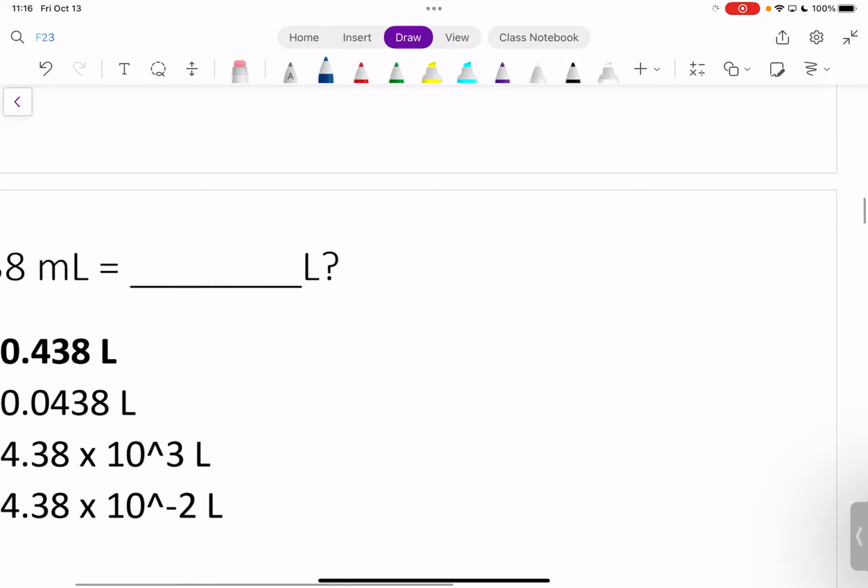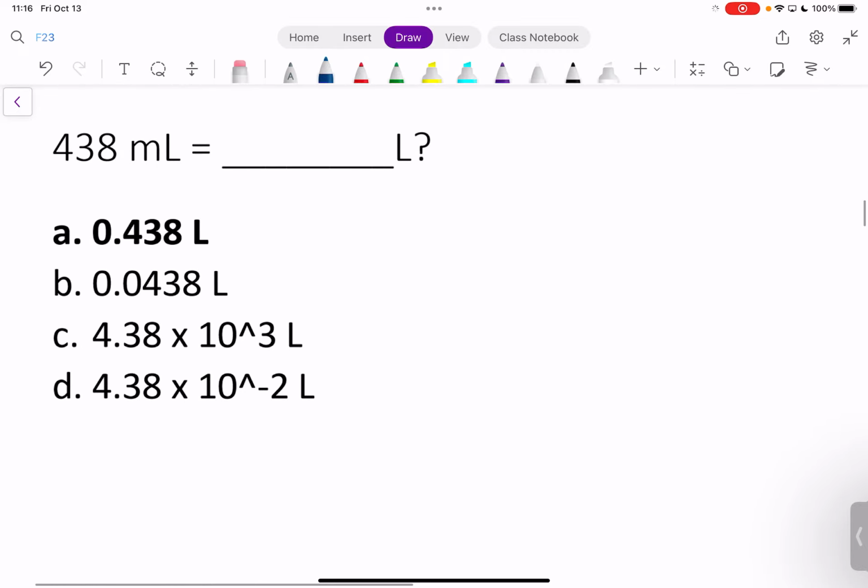Let's double check that that's correct. Yay! Ding, ding, ding. How you guys feeling about that? Unit conversions, not too bad? Okay.